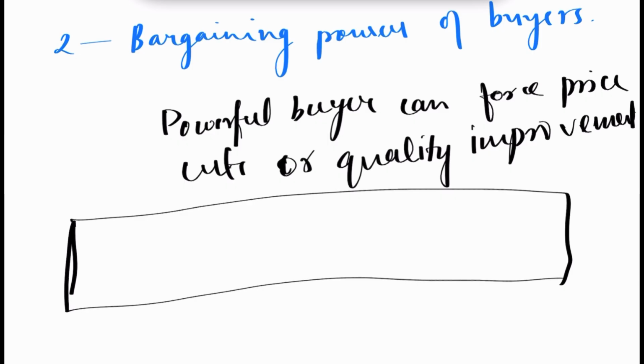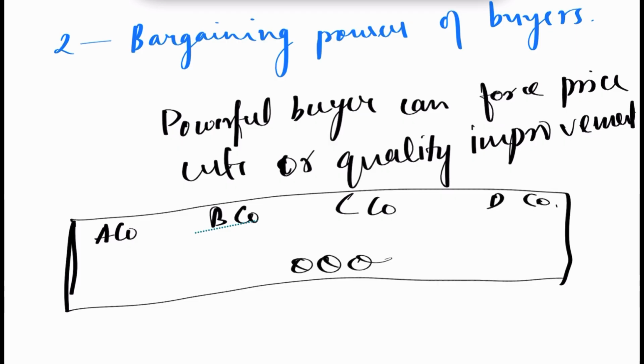So this is an area, and here you have supermarkets: A company, B company, C company, D company. So the buyers have options like A, B, C, D. So buyers will decide where they should go. Here the buyers have the bargaining power.